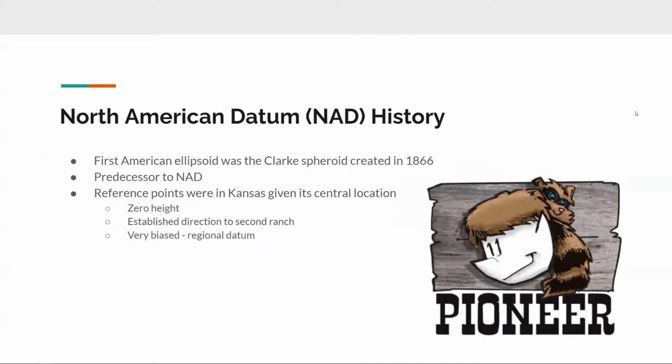So, North American datum. The first American ellipsoid was the Clark spheroid, created in 1866. This was the first datum in North America that could be interpreted as such. It was created with reference points at two ranches in Kansas, given its general central location. These two locations were treated as zero height, the reference height, and also established direction as a reference as well. Obviously, since they picked two relatively arbitrary locations in Kansas, this datum is going to be extremely biased relative to what we have today.